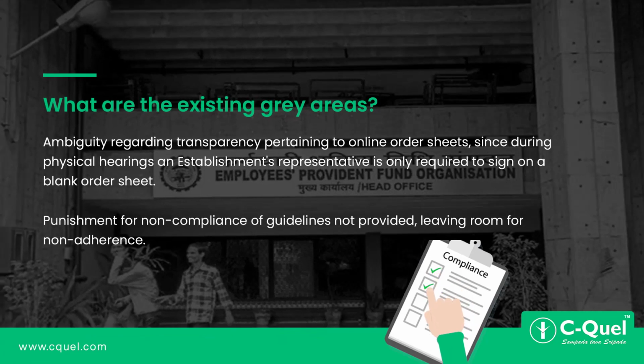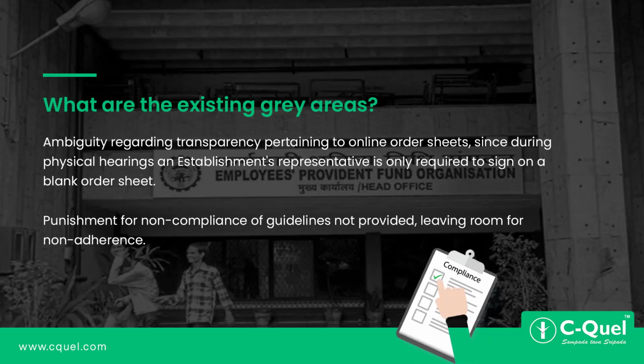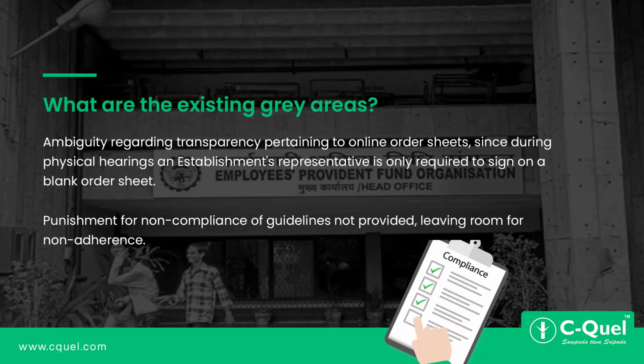What are the existing gray areas? Ambiguity regarding transparency pertaining to online order sheets, since during physical hearings an establishment's representative is only required to sign on a blank order sheet. Punishment for non-compliance of guidelines not provided, leaving room for non-adherence.